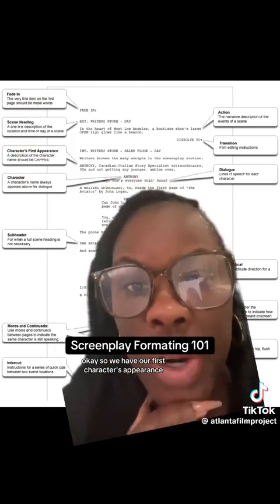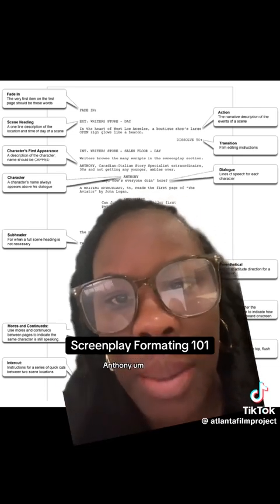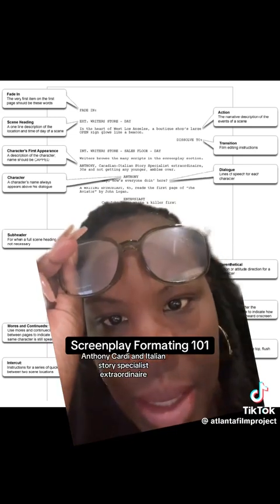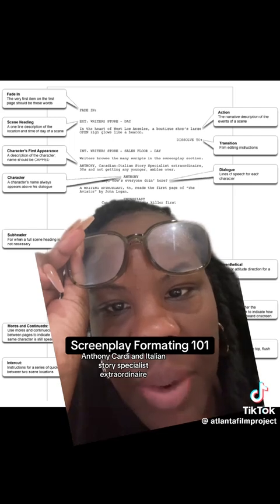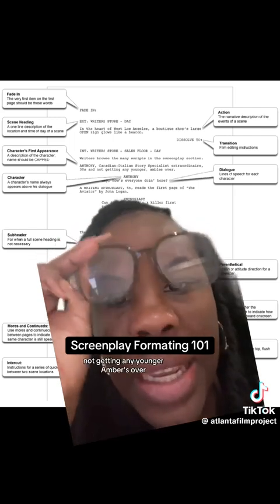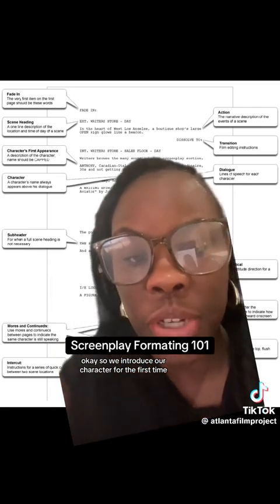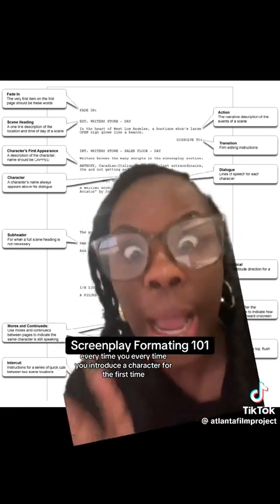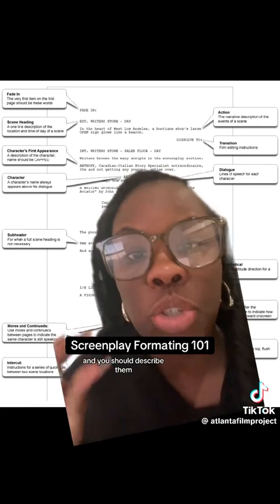Okay, so we have our first character's appearance. Anthony Cardi, an Italian story specialist extraordinaire, 30s, not getting any younger, ambles over. Okay, so we introduce our character for the first time. Every time you introduce a character for the first time, their name should be in all caps and you should describe them.